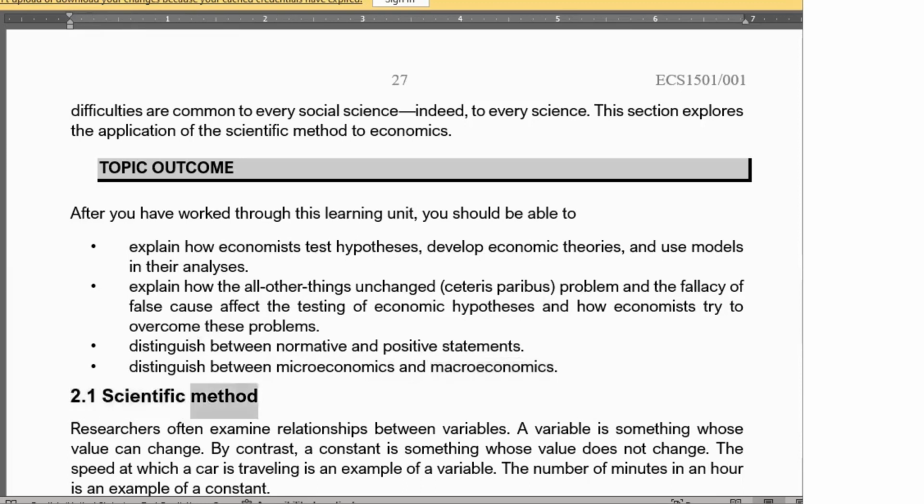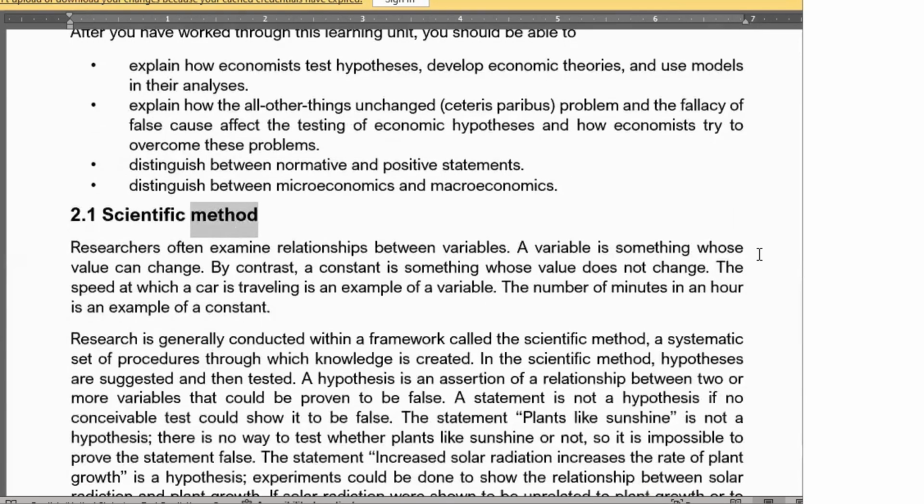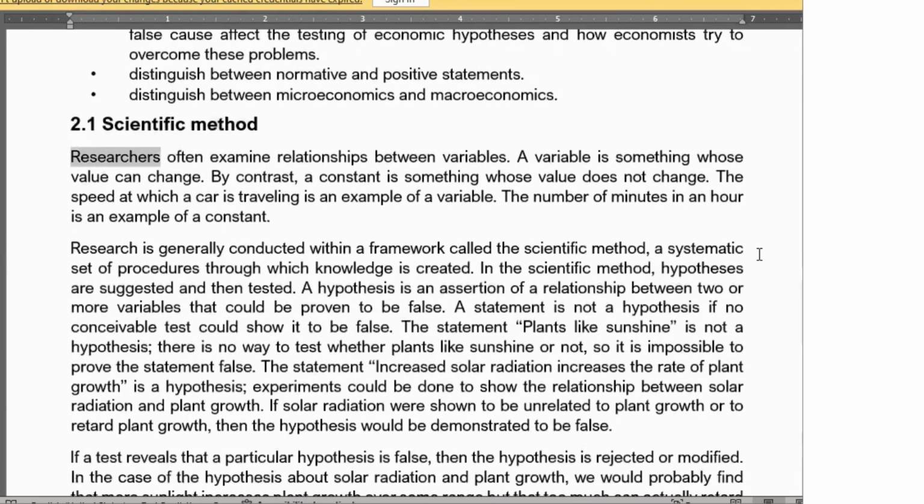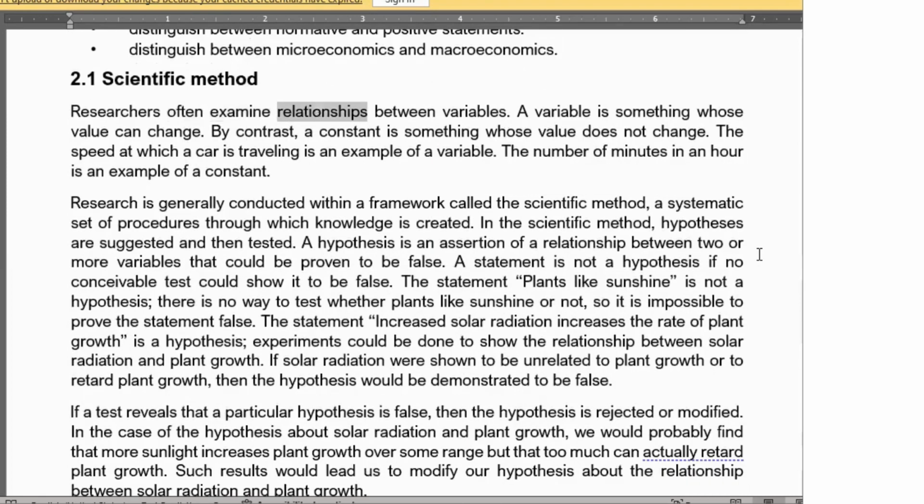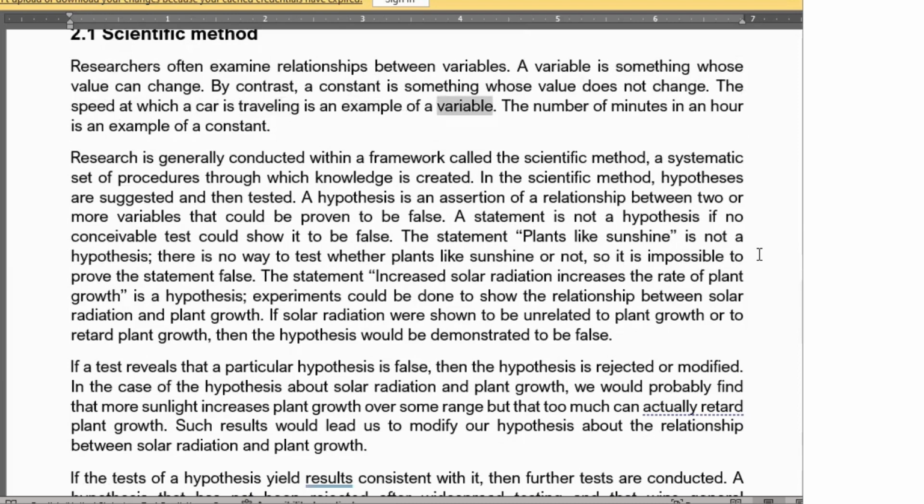2.1 Scientific Method. Researchers often examine relationships between variables. A variable is something whose value can change. By contrast, a constant is something whose value does not change. The speed at which a car is traveling is an example of a variable. The number of minutes in an hour is an example of a constant.